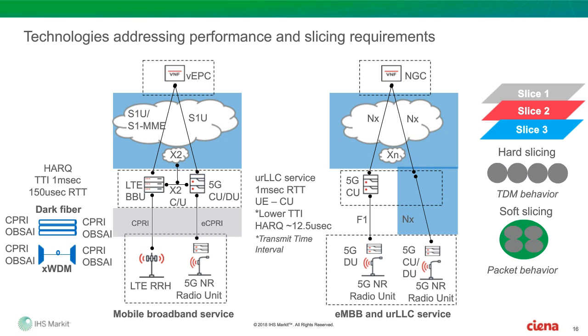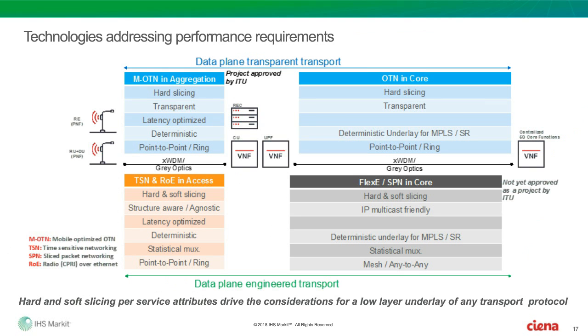We have created a small table here that basically highlights the different discussions taking place in the overall industry when you look at transport. We like to summarize it in two main categories. One is what we call, on the blue side at the top of the chart, data plane transparent transport. And the other one at the bottom is called data plane engineered transport, or if you want, traffic engineered type of network.